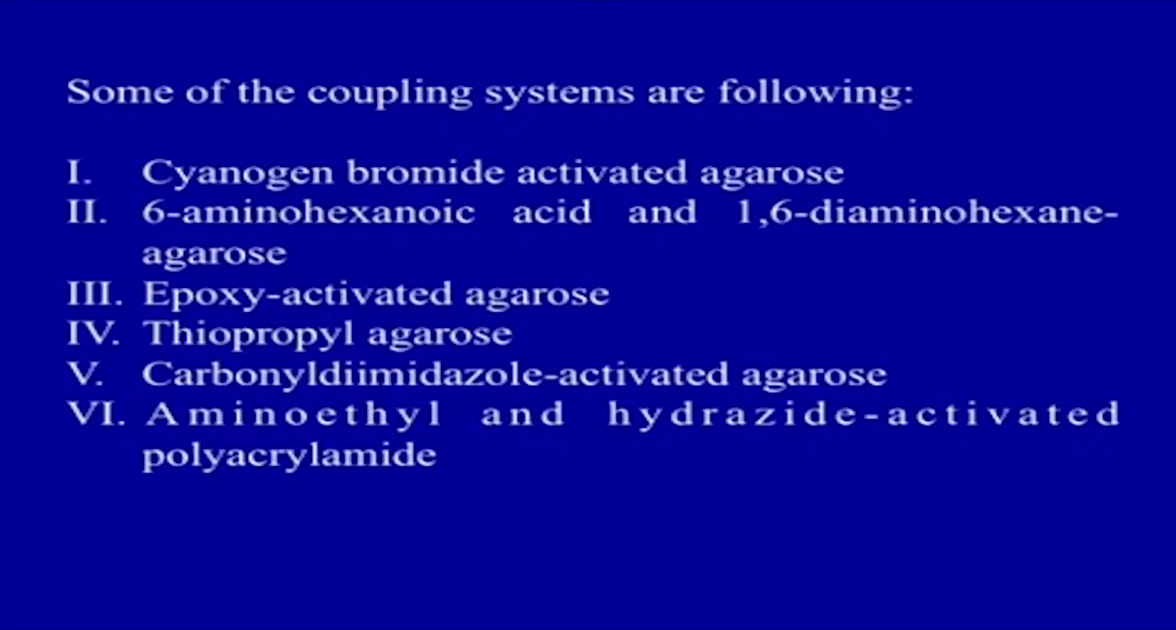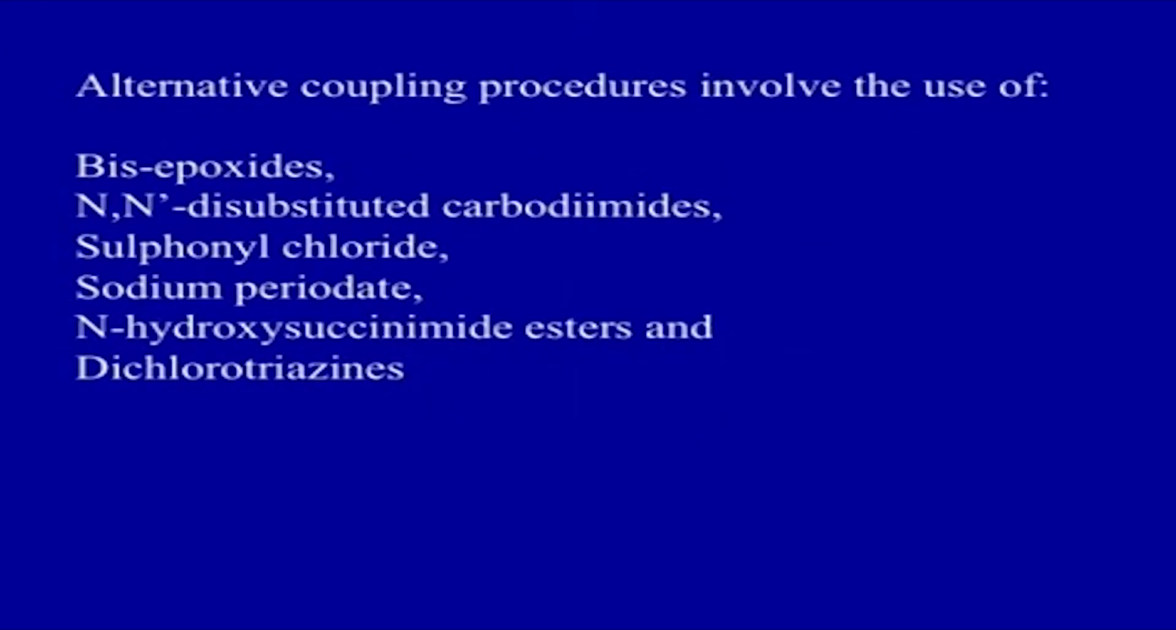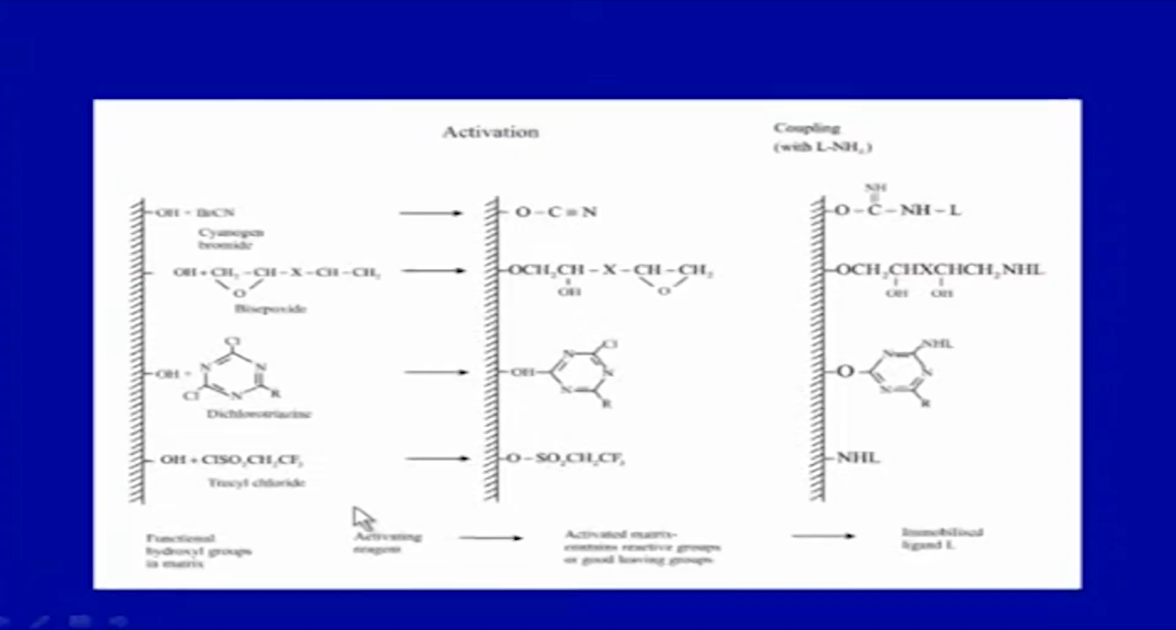Then there are aminoethyl or hydrazide activated polyacrylamides which could be utilized for coupling, and a lot of alternative coupling procedures are available which could be utilized here. If you see here on your screen, there is a very simple way of showing activation and coupling. So, first thing is activation and then couple the ligand. In case of say cyanogen bromide, it is activated in here, and then to this group it is very easy to couple the ligand through the CN group.